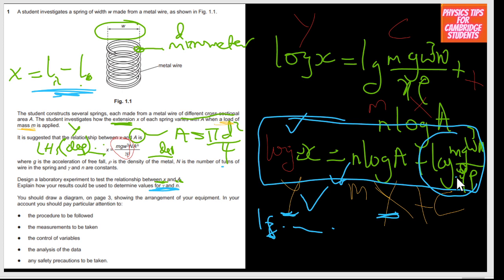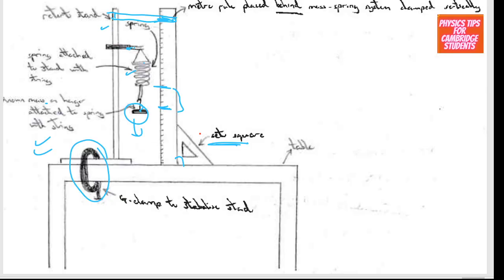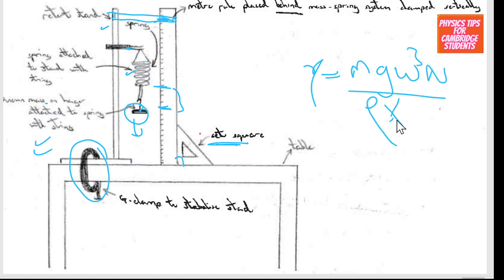So you need to clear the logarithms by saying 10 to the power of something. So if you do it well, please let me know in the comment section. You should get your gamma is mg w to the power of 3n over rho times 10 to the power of y-intercept.